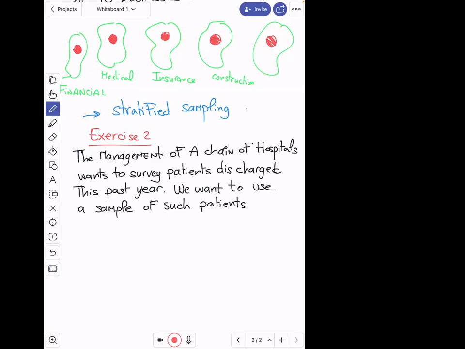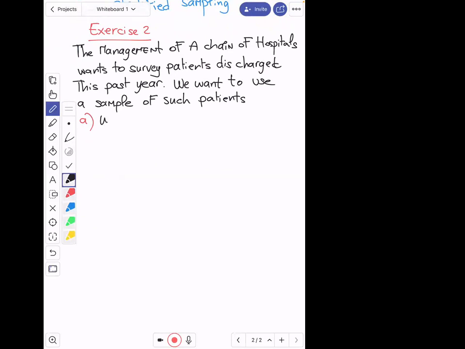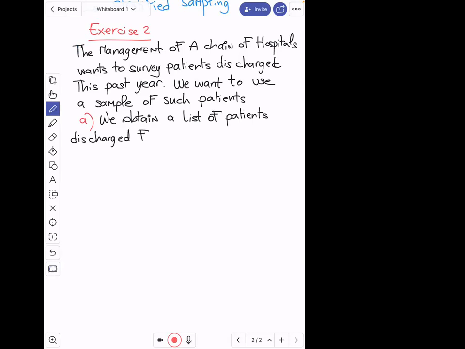All right, so in A, what we're going to do, we obtain, let's say, a list of patients discharged from all hospitals. Again, we have a chain of hospitals, right? From all hospitals.